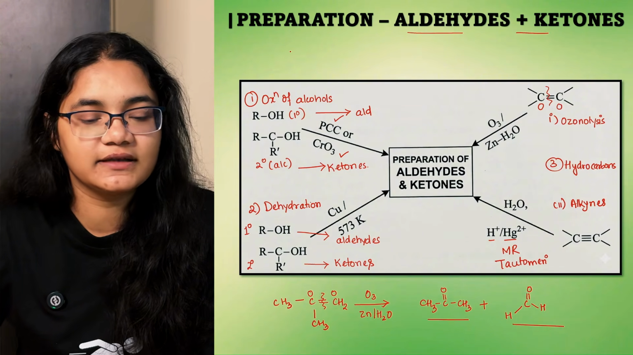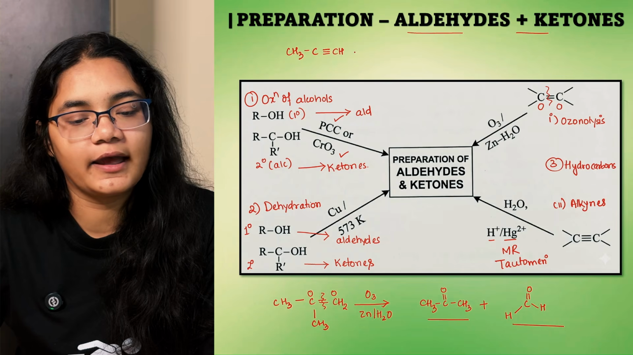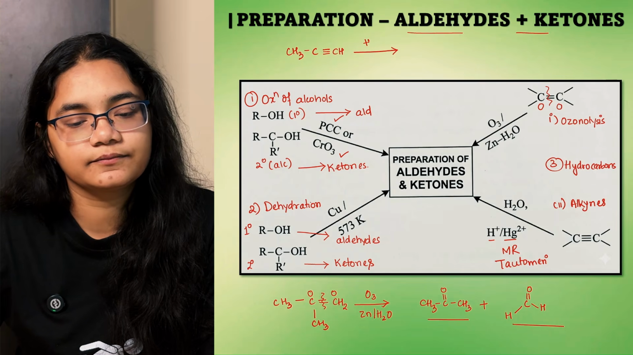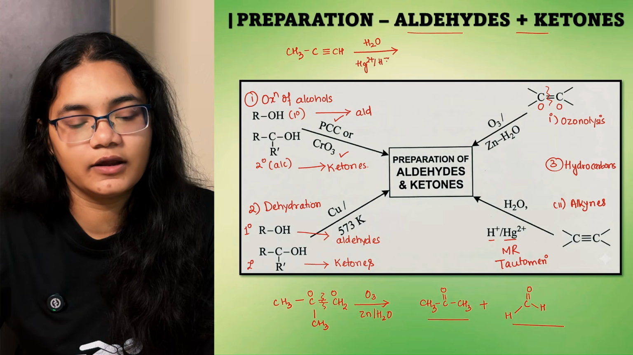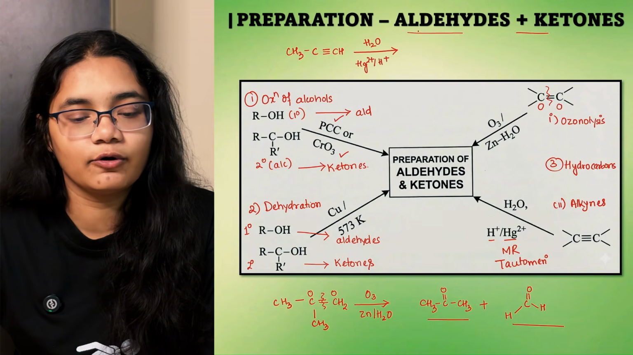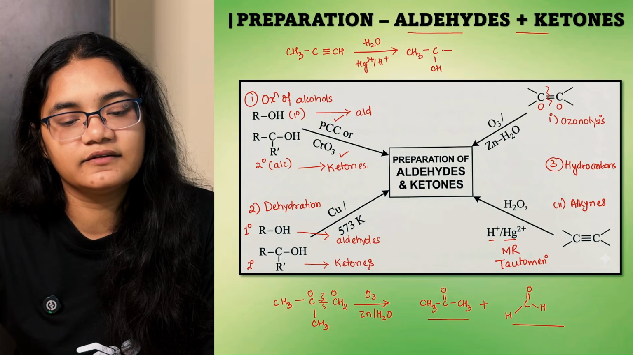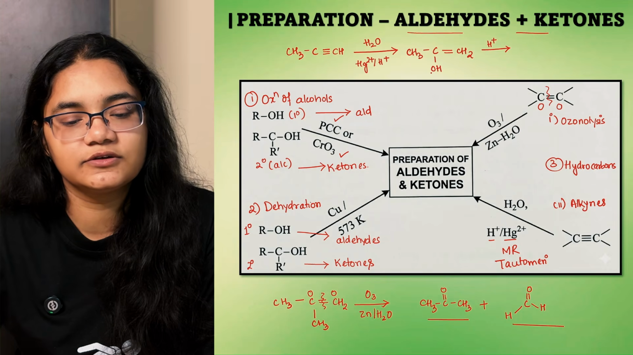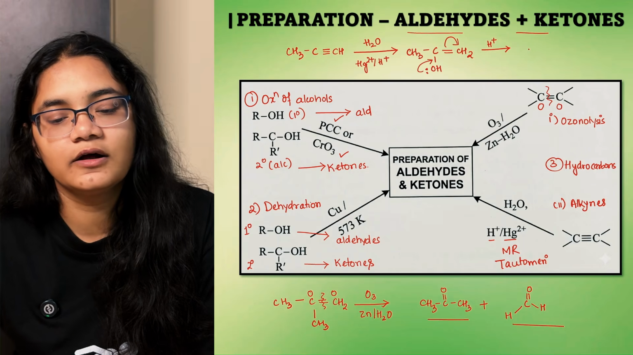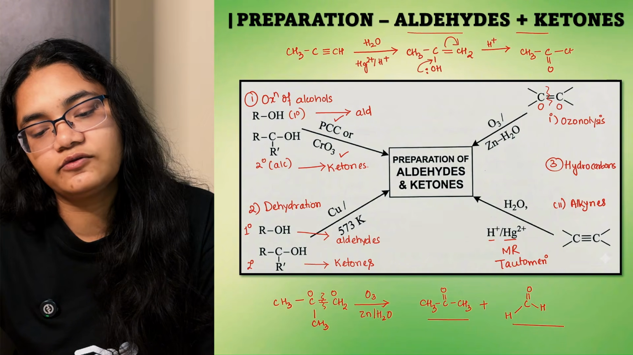Okay, now here also I'll give you an example. Suppose I have CH3, C, triple bond CH, and you are treating it with water, Hg2 plus and H plus. Now what will happen here? H and OH will be added following Markovnikov's rule. So you will have CH3, C, with OH on this side and a double bond, and CH2. Now after that there is tautomerization. This pair of electrons on oxygen will come here and this one will move here. Then you will get CH3, C, double bond O, and then CH3.